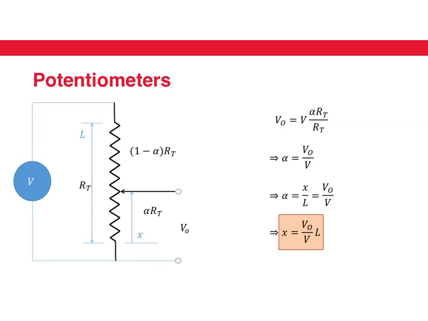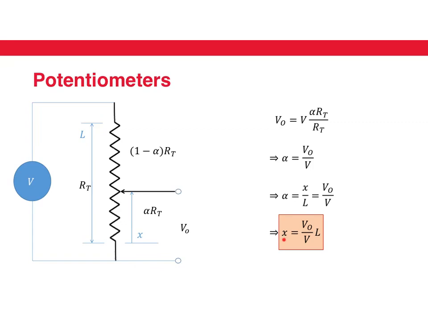Now, how does that work in terms of a potentiometer? In a potentiometer, as we have already seen, one of the resistors is (1 minus alpha) RT, where RT is the total resistance of the potentiometer, and the other resistance is alpha into RT. Now, of course, this alpha is a function of X, which is the distance of the wiper from one end of the potentiometer. If you do some maths, it's fairly straightforward, and I'll leave you to work it out.